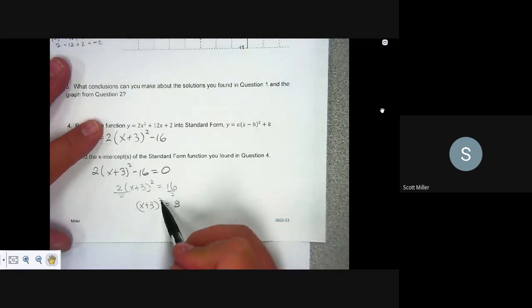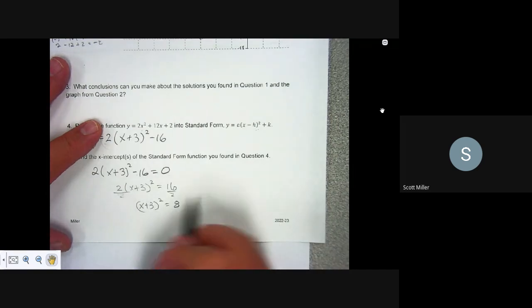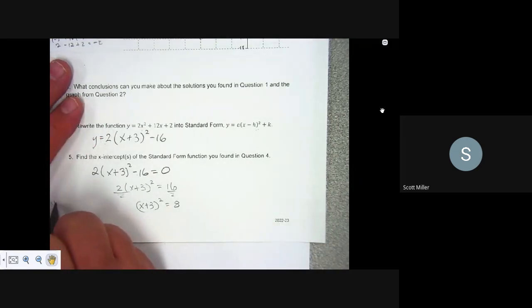So how do I undo a square? What process do I follow to get rid of a squared number? Well, that's where I do the square root. I'm going to take the square root of both sides. And so that gives me my special note.